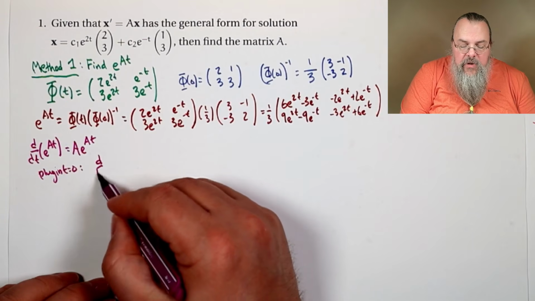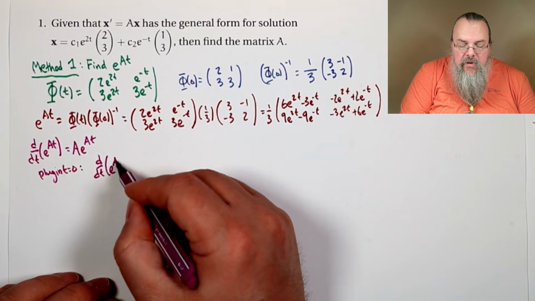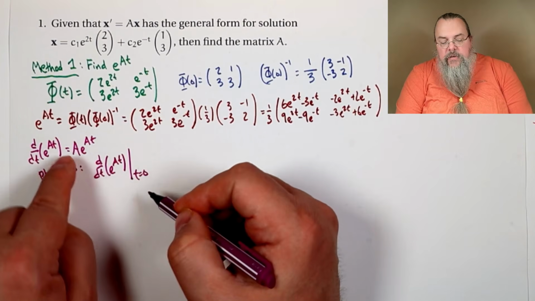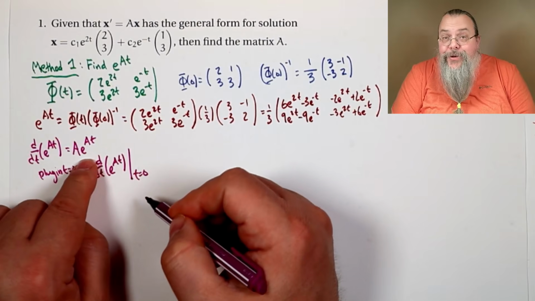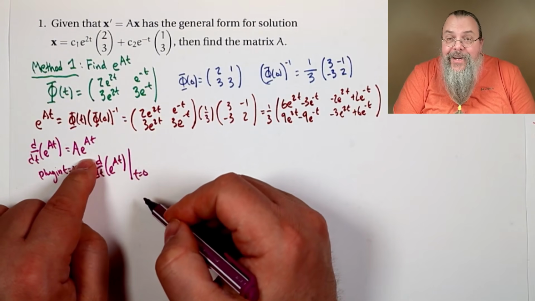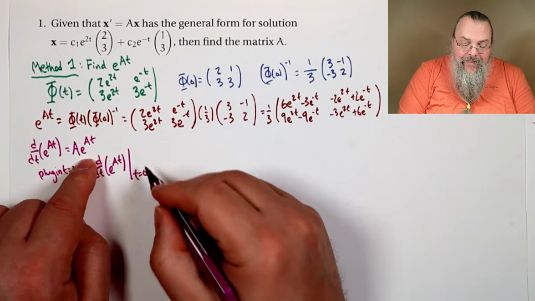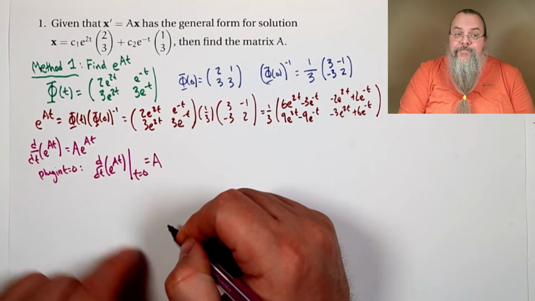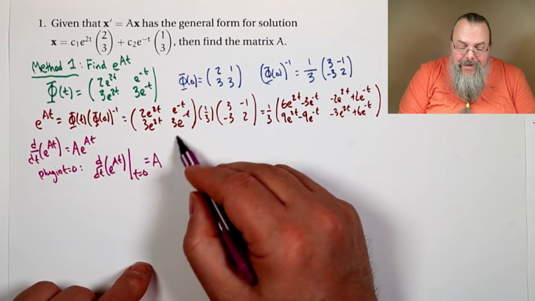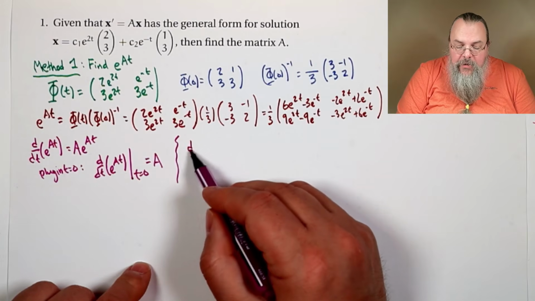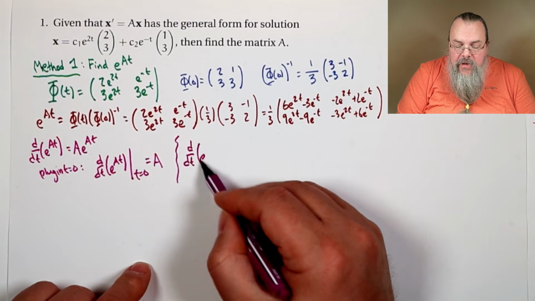Namely, if you take the derivative of e to the At and evaluate at t equals 0, well, you have A times e to the 0. And e to the 0 is the identity, like the 1. So we get A. So we're like, what? That's cool. So here we go. We're going to take the derivative of e to the At.